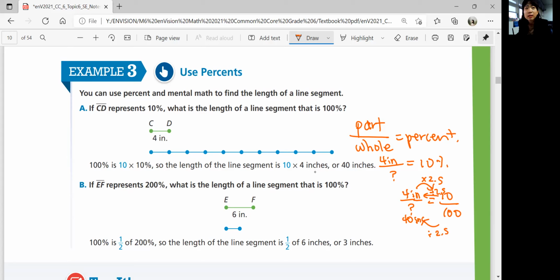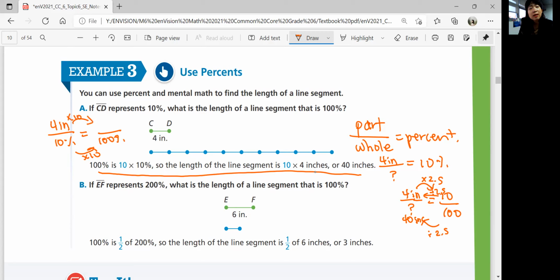So this is another way to solve it, but you can also use logical reasoning this way, okay? So this one, they used 4 inches as 10%, and they wanted to get to 100% on the denominator. So then 10 times 10 is 100%, 4 times 10 is 40 inches, okay? So you can use different ratios as long as you follow the rules of equivalent ratios.